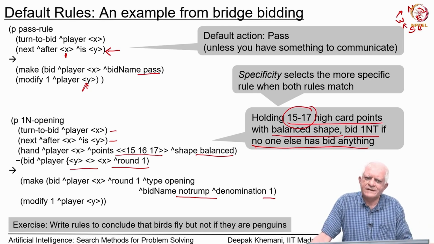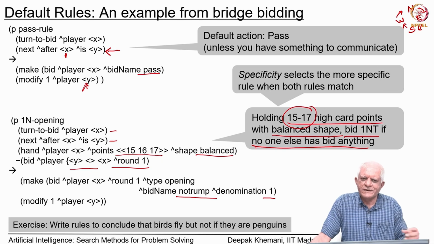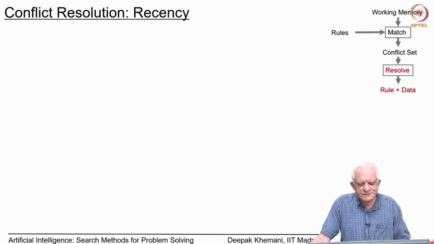Try to implement a set of rules which will conclude saying that okay, it is a sparrow and a sparrow is a bird, so it can fly, and things like that essentially.